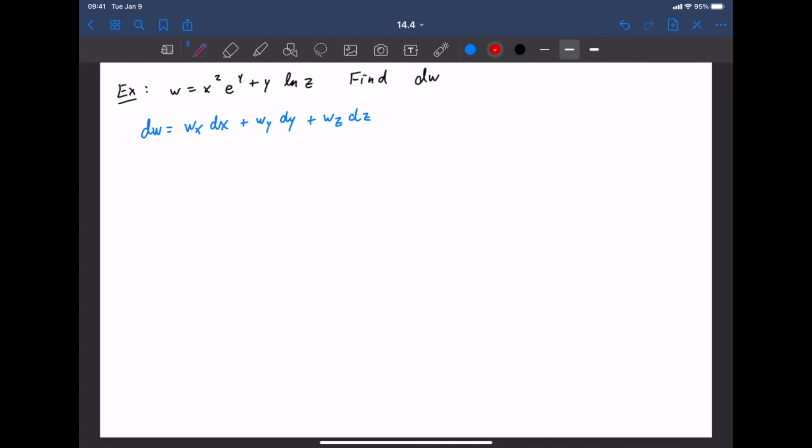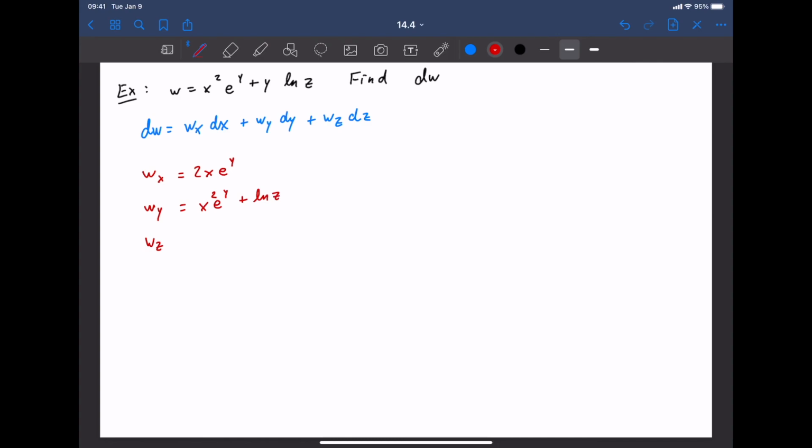So go ahead, try to find the partial derivatives, because that's really all you're doing here. That's all there is to it. And pause the video and come back and check. 3, 2, 1. The partial derivative with respect to x is 2x e to the y. With respect to y, it's the hardest one, x squared e to the y plus natural log z.